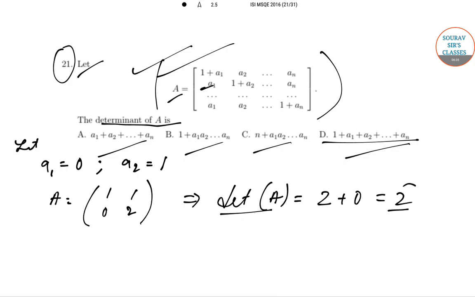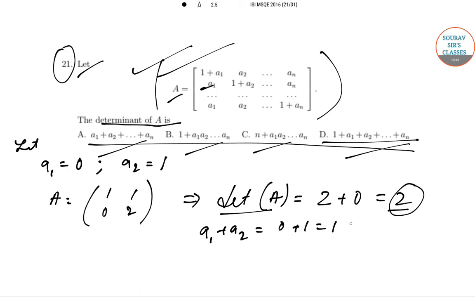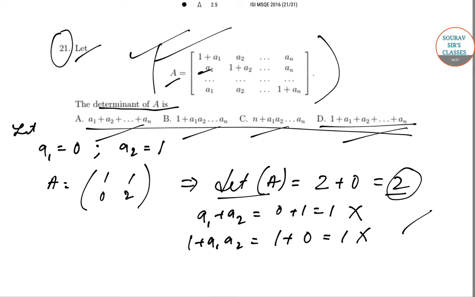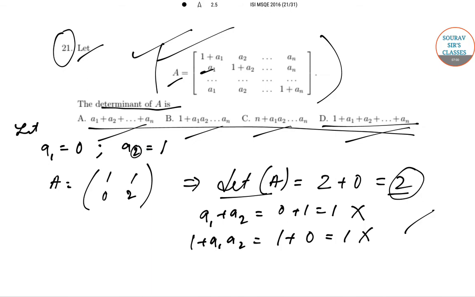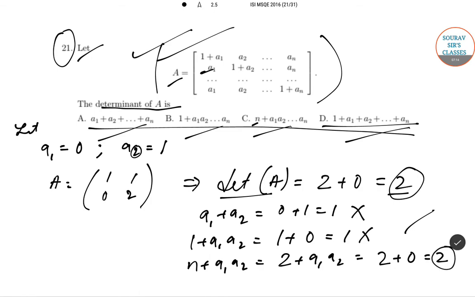Now we check out the value 2 with respect to these four options. A1 plus A2 is equal to 0 plus 1, that is equal to 1. So this is not the correct option. 1 plus A1 A2 is equal to 1 plus 0, that is equal to 1. This is also not the value of the determinant. Here the value of n is 2. So n plus A1 A2 is 2 plus 0, that is equal to 2. This is one of the options.